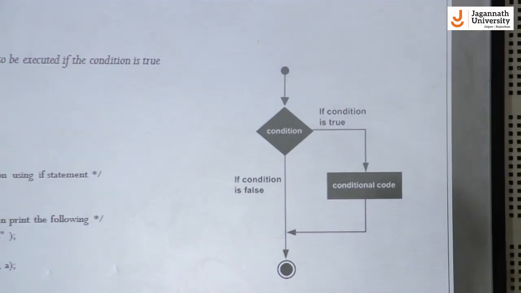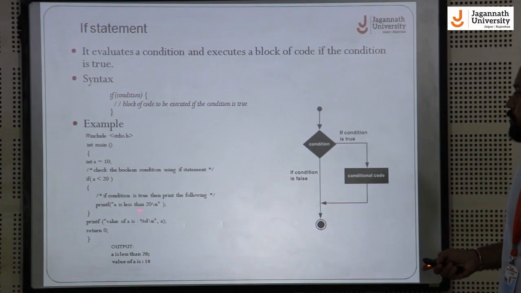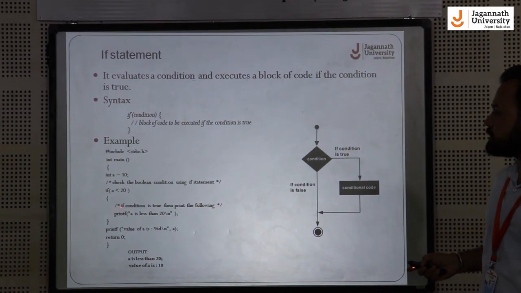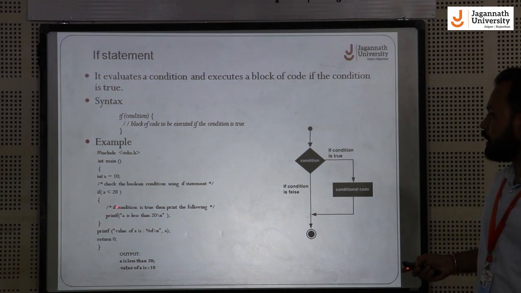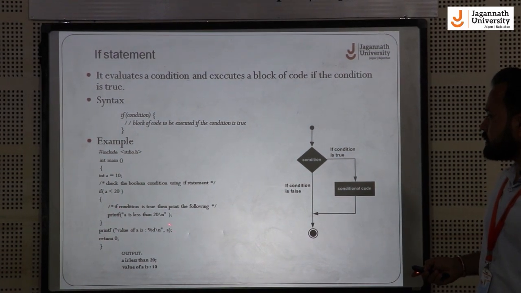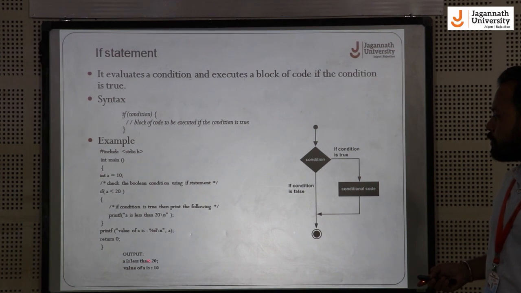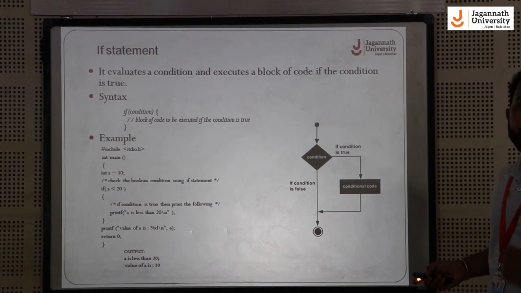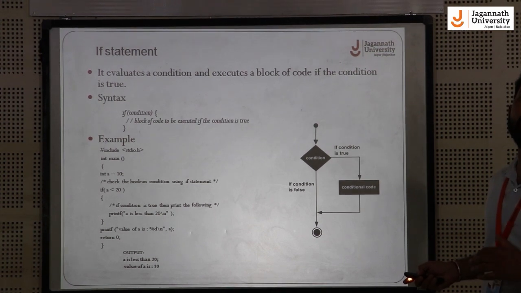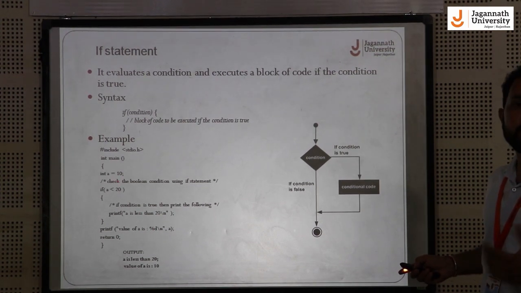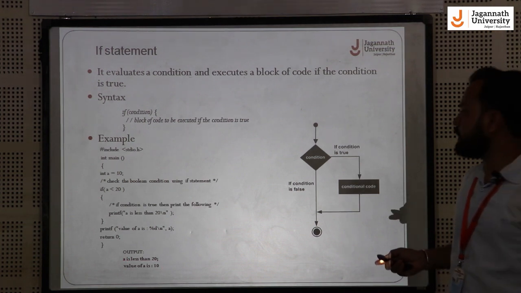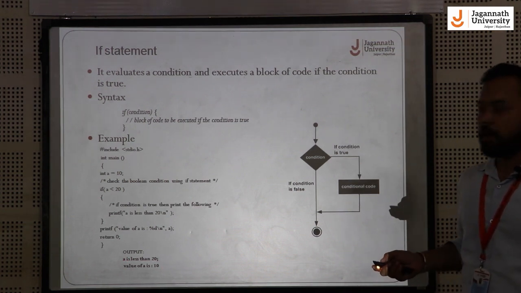If a is less than 20, then this statement will be executed. This is the part that will be executed after the condition is satisfied. After this, another statement will be printed. So the output of this program will be this, because the condition is true. But if the condition is not true, suppose the value of a is 30, then this statement will be printed. So we can decide such flow of execution.